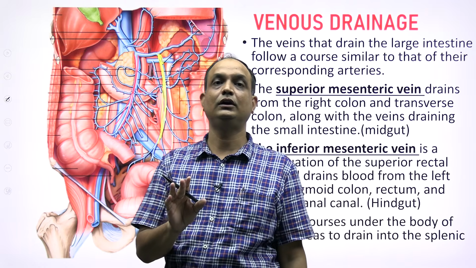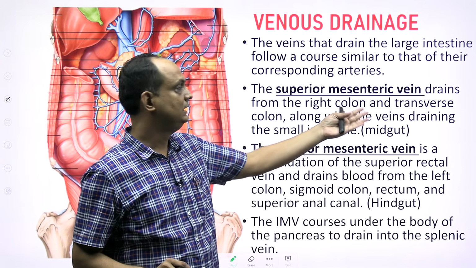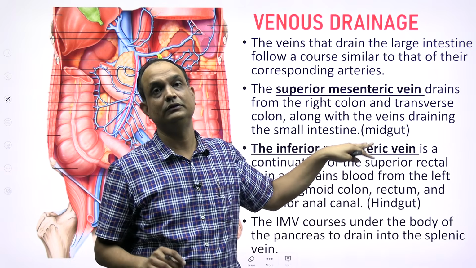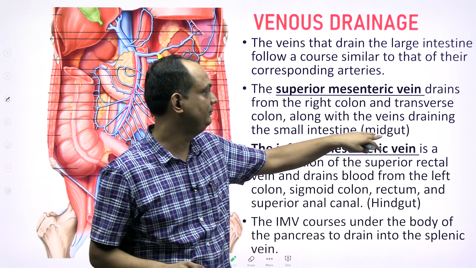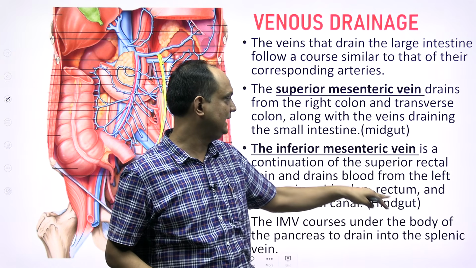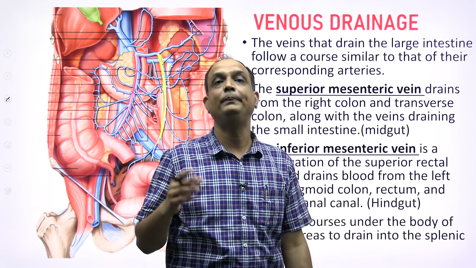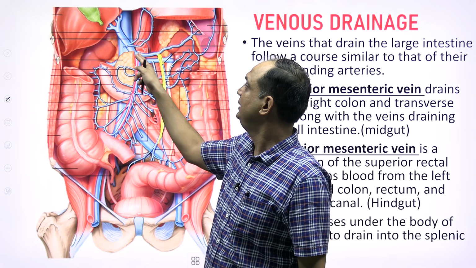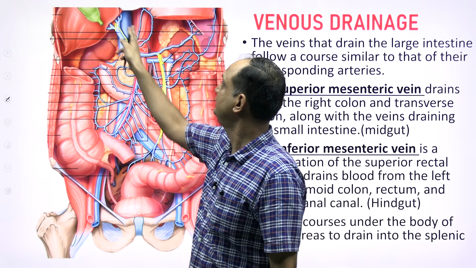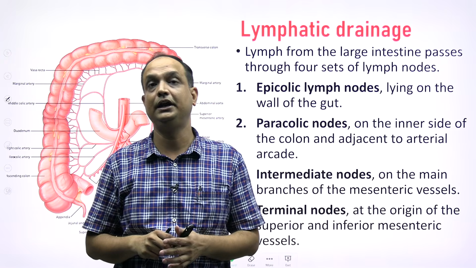Clear? So, this is what you have to understand, that superior mesenteric vein drains from the right colic, transverse colon along with the veins of small intestine, because the part of the small intestine which develops from the midgut, the whole area drains into the superior mesenteric. The part which develops from the hindgut drains into the inferior mesenteric, and we know that inferior mesenteric opens into the splenic vein, and ultimately you will have the formation of your portal vein, and this will enter into the liver.